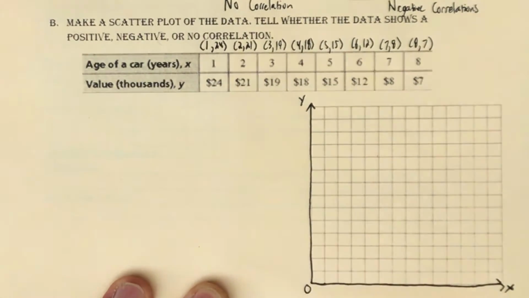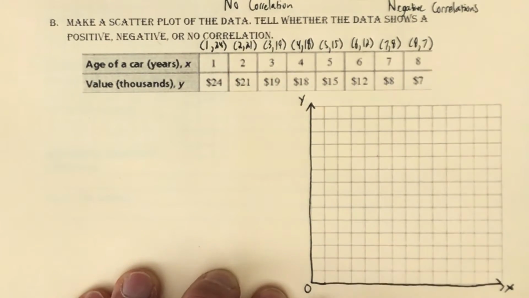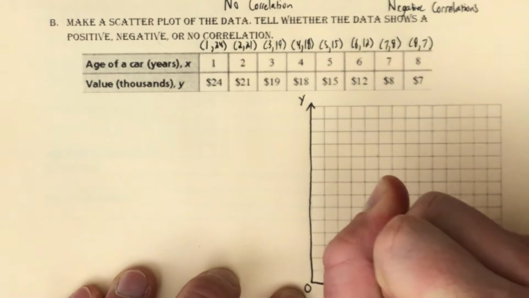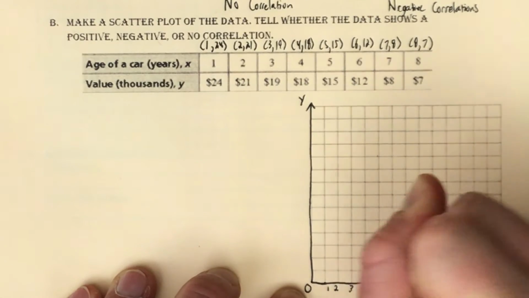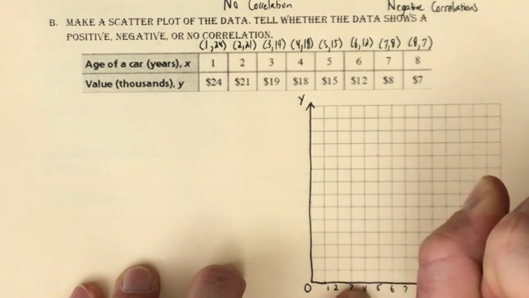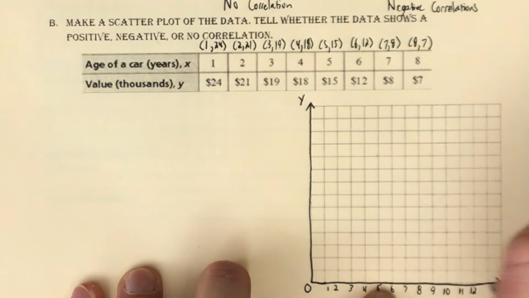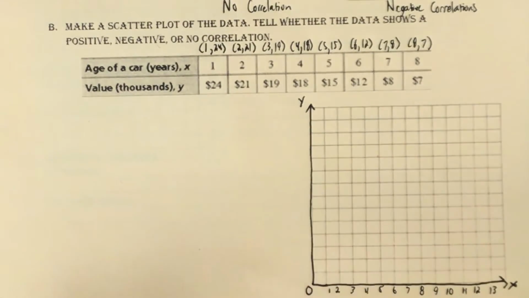This would be 0. So now I need to label my graph, right? First thing I need to do is put what I'm counting by. So on the X-axis, I am counting by ones. So 1, 2, 3, 4, 5, 6, 7, 8, 9, 10, 11, 12, and 13.